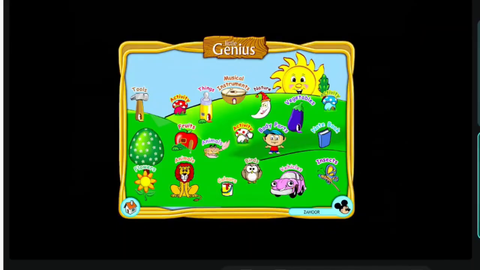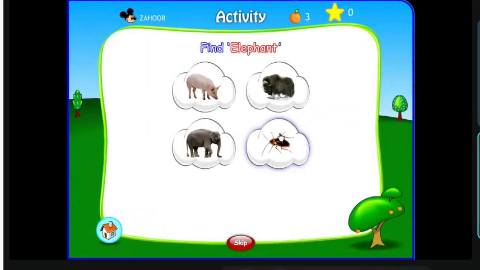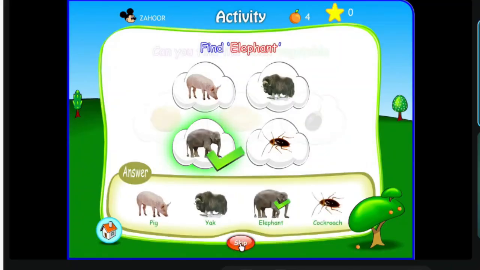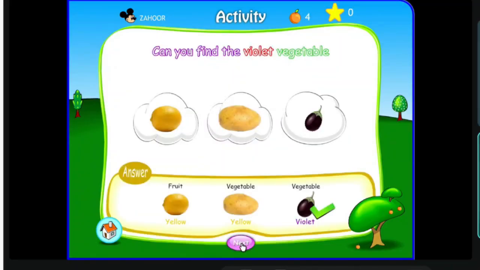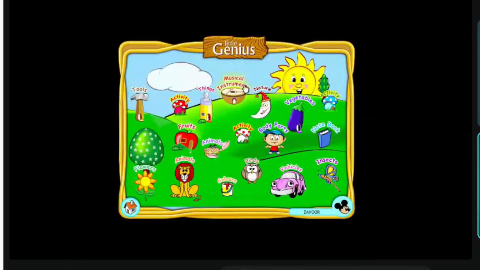You got an idea. Then activities will be there, many activities. Another type of activity is here. This is another type of activity. Final answer. Great. If it is wrong, it will tell you what is wrong, and the right answer will be shown. Which does not belong to this group? So this way tests will be there.